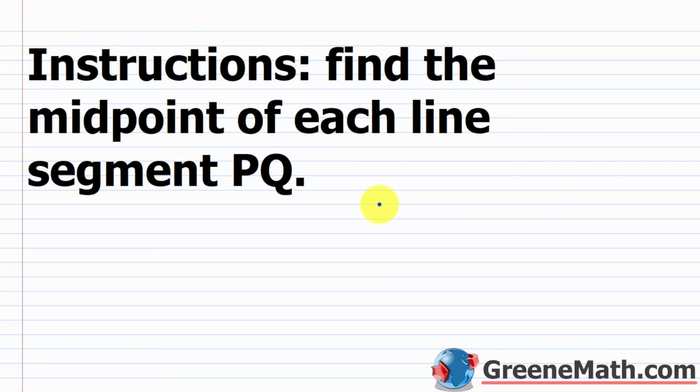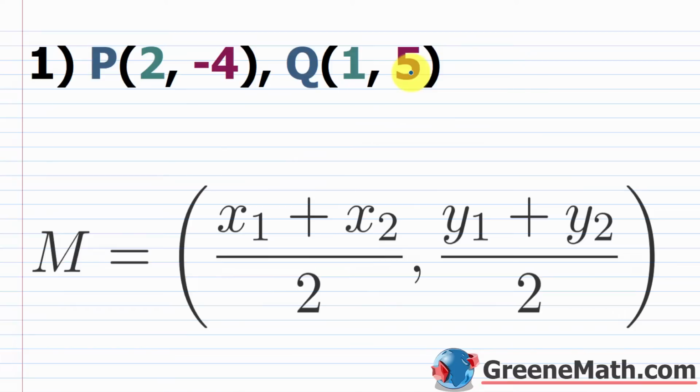All right, let's take a look at the practice tests. For the instructions, we're asked to find the midpoint of each line segment PQ. The midpoint formula is very simple. I have it listed right here. Essentially, you're just going to take the average of the x coordinates and then the average of the y coordinates to get your midpoint.